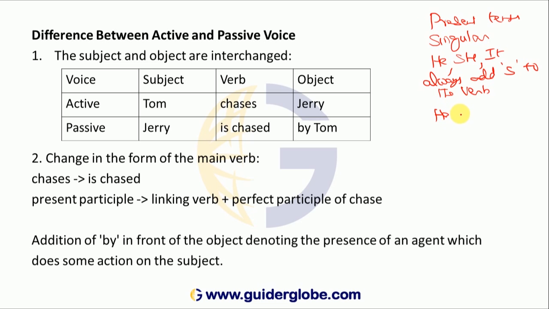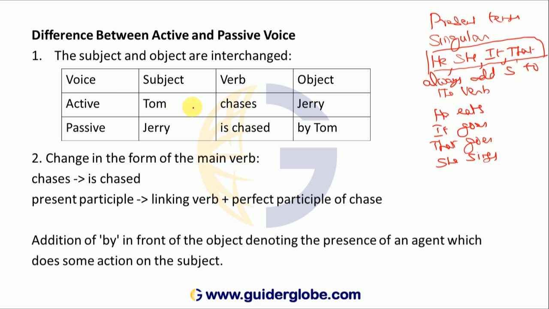He eats. It goes. That goes. Right? She sings. Because everything is singular, everything is in present tense. So don't say you eats, I eats. No, only for these: he, she, it, that. That is also singular. Remember this rule. Very important rule as far as grammar is concerned. That's why here, Tom chases Jerry.